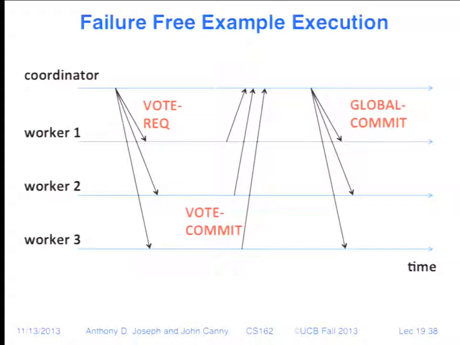All right. So if everything goes smoothly, the timeline looks like this. The coordinator sends its request for votes. All of the workers respond after a time. If everything went well, they respond with a commit vote. And once it's received all of those, then the coordinator sends the commit confirmation.